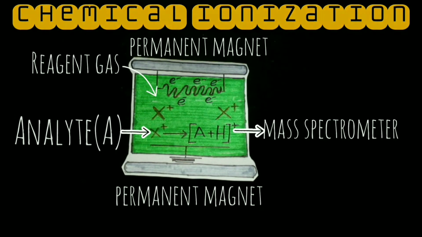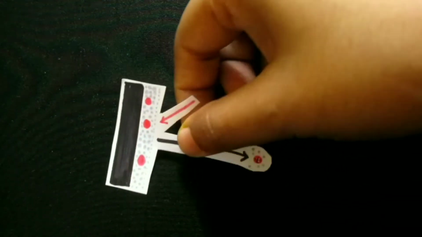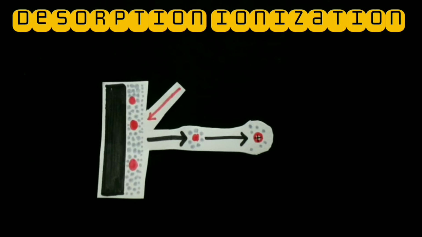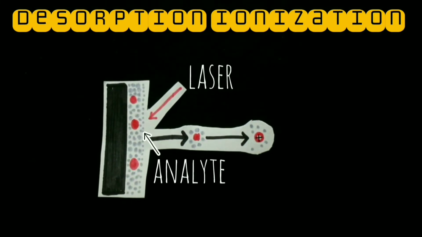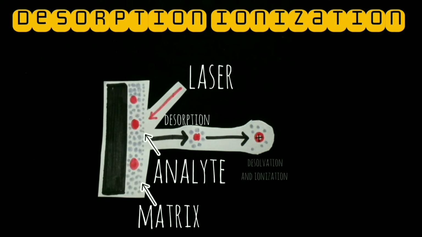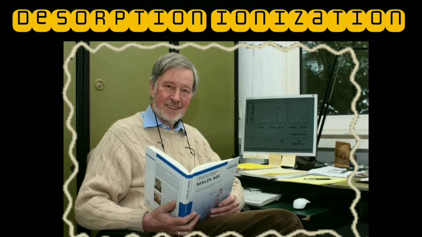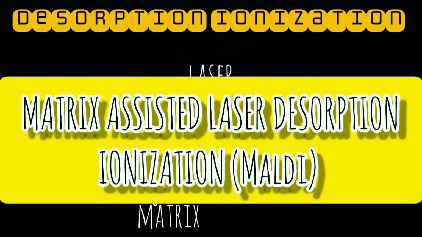Now we are going to know about desorption ionization. So what is it? The sample to be analyzed is dissolved in a matrix and placed in the path of a high energy beam of ions or high intensity photons. The laser desorption was modified by Franz Hillenkamp to a solid phase method, which is known as matrix assisted laser desorption ionization, shortly MALDI, which is the most widely used technique for protein analysis.